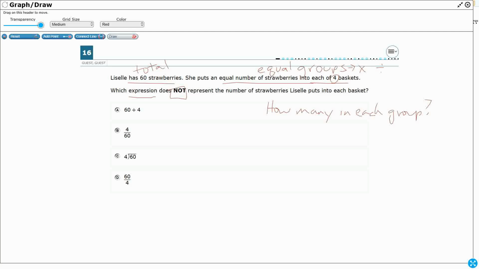Now, how do we recognize that? We're not supposed to actually find the answer. We can if we want to, right? But what we're looking for is the 3 ways that actually represent that division expression, and then we're looking for the one that does not work. So let's take a look at what we know. We've got 60 is our total, and then we've got 4 baskets, so we've got 4 groups. And then we're looking for blank in each group.